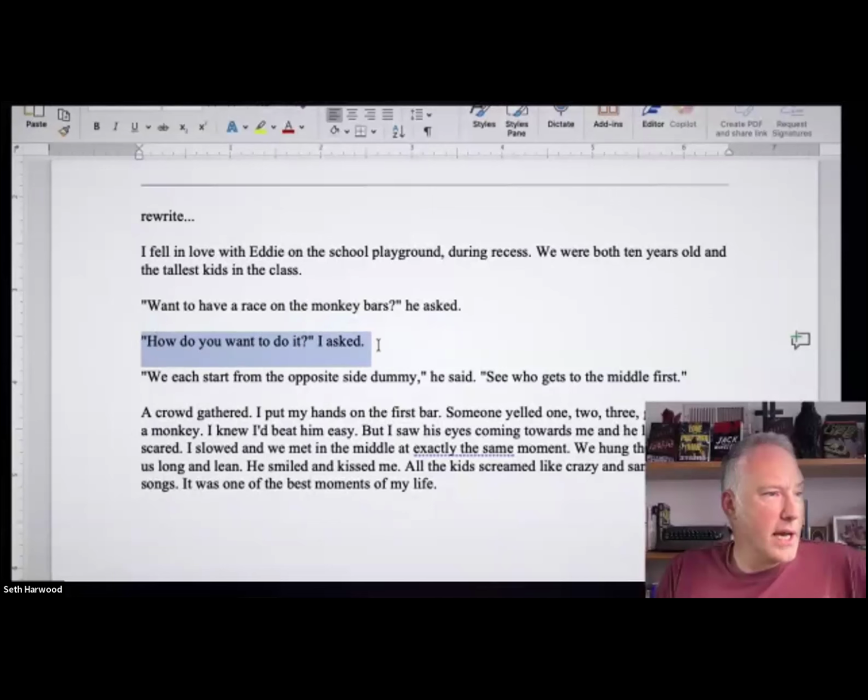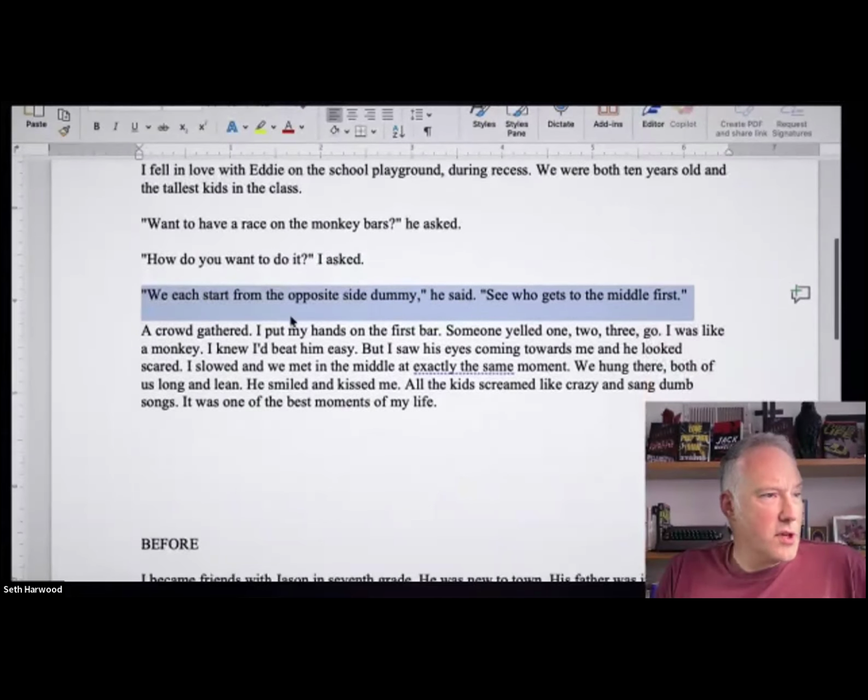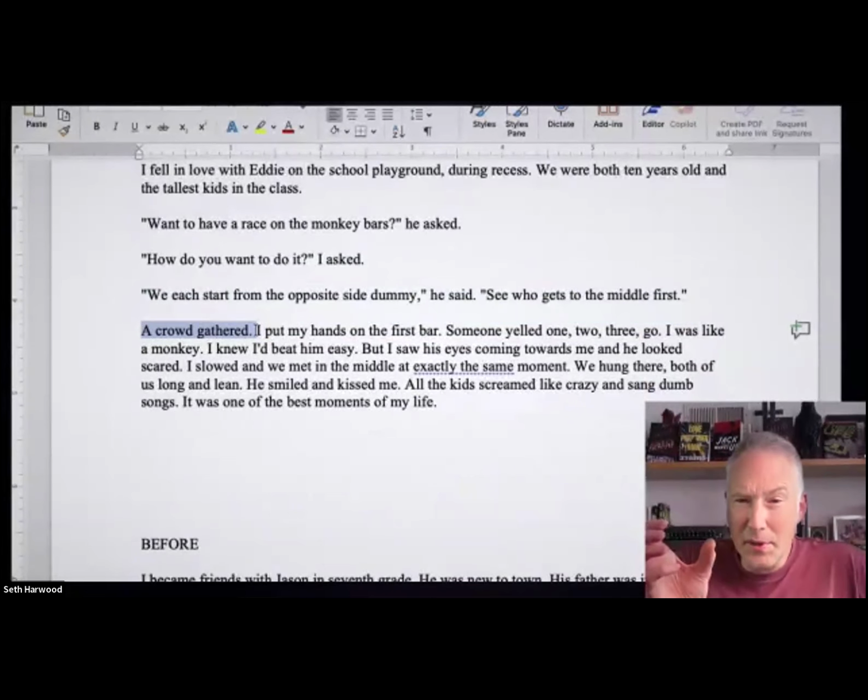"How do you want to do it?" I asked. "We each start from the opposite side. See who gets to the middle first." A crowd gathered. This probably takes a little bit of time, but it's definitely more in scene than the lines above. A crowd gathered probably takes a minute or two, so we've got a sentence being like a minute or two. I put my hands on the first bar.